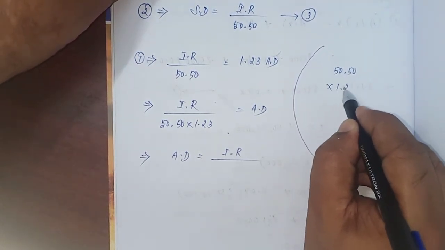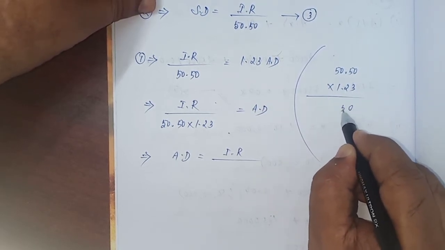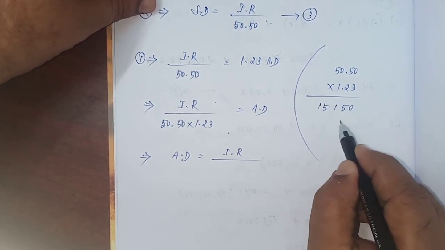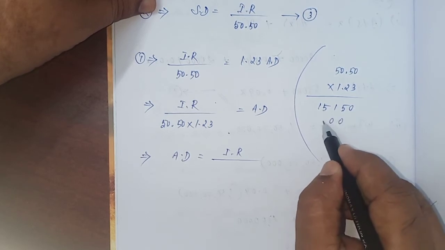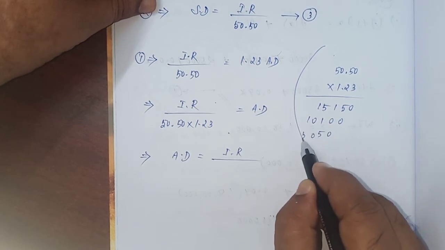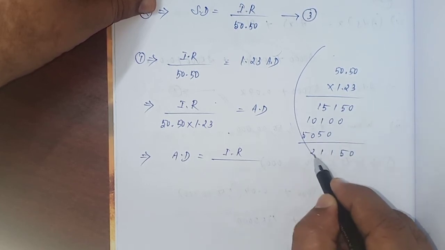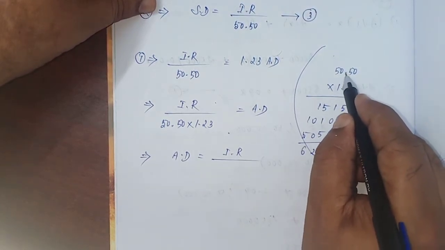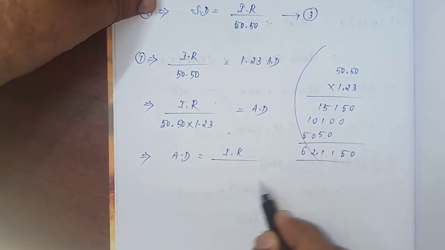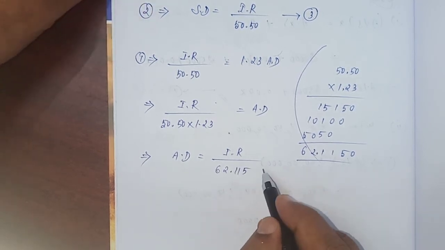50.50 into 1.23: 3 into 0 is 0, 3 5s are 15, then 1, 3 5s are 15, 2 into 0, 2 5s are 10, 2 5s are 10, 0, 5, 0, 5, 0, 5, 1, 11, 2, 6. Here we have 2 decimal places, here 2 decimals, totally 4. After 4 digits, keep the decimal point. So 62.1150, that is 62.115 only.